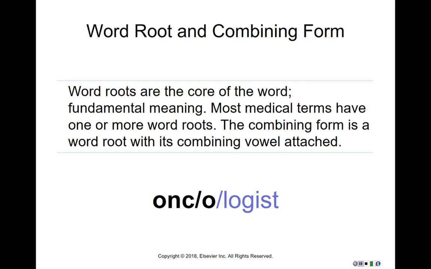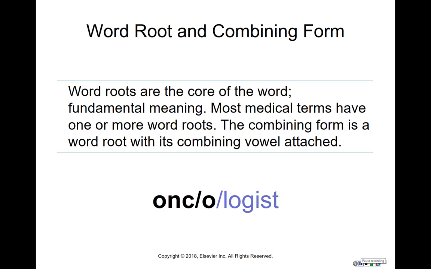So first of all, the word roots are the core of the word, the fundamental meaning of that term. So most medical terms have one or more word roots. So then they talk about a combining form. The combining form is a word root with its combining vowel attached. For learning purposes, we put these slashes between the word parts just so you can visually see the breakup of the terms. But when you're writing them or spelling them, you're not going to put those slashes. It's just for learning purposes. So oncologist, the logist is the suffix, the O is the combining vowel, the onc is the word root.